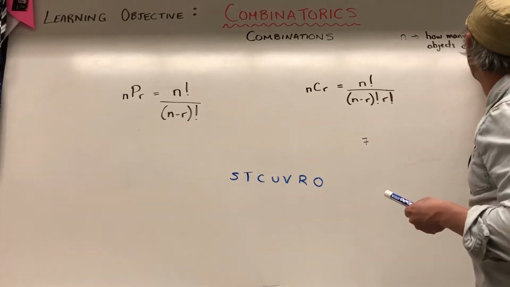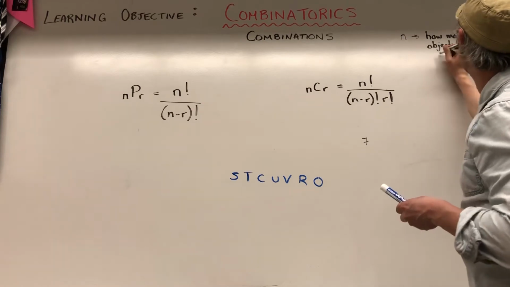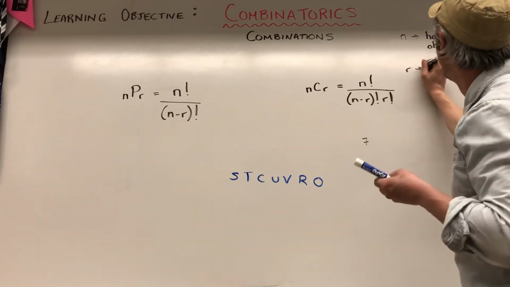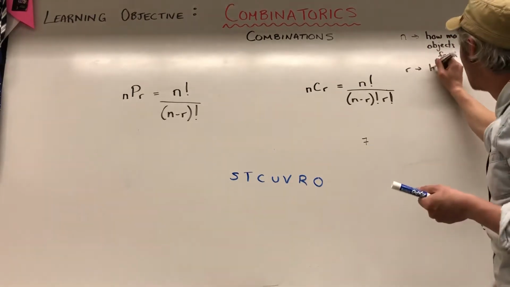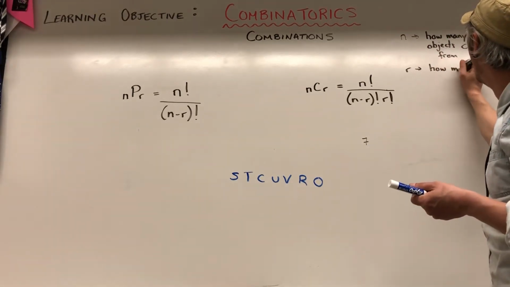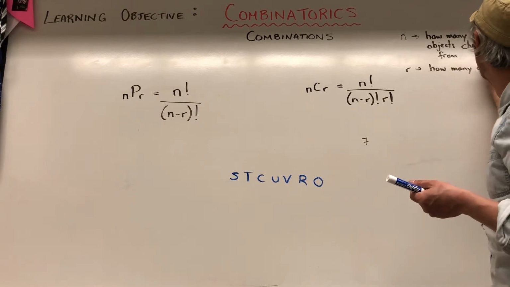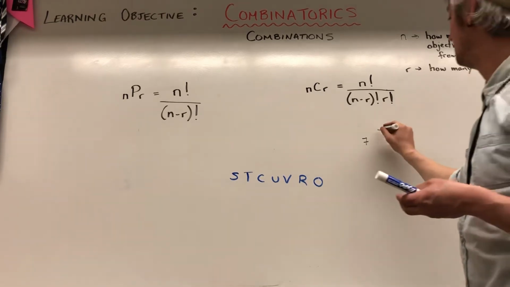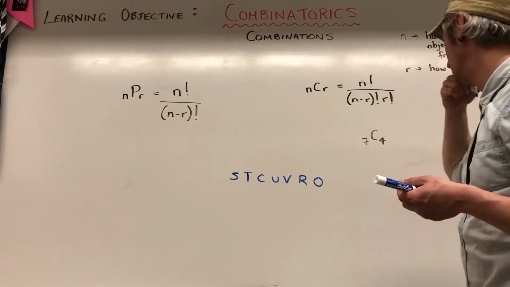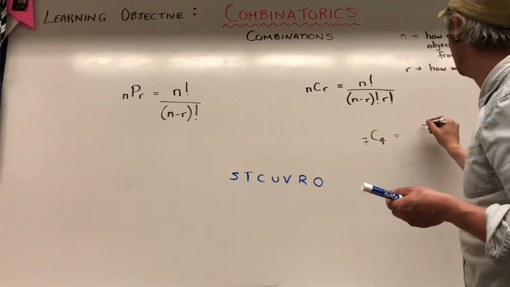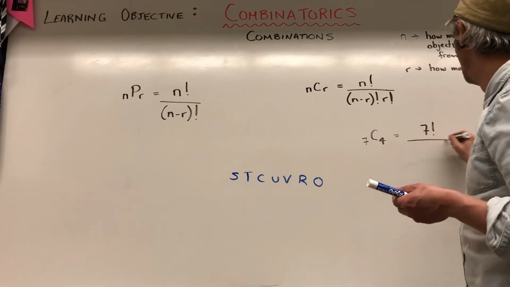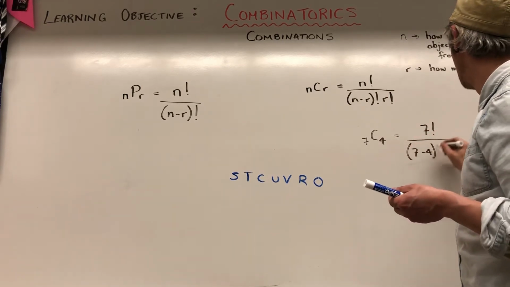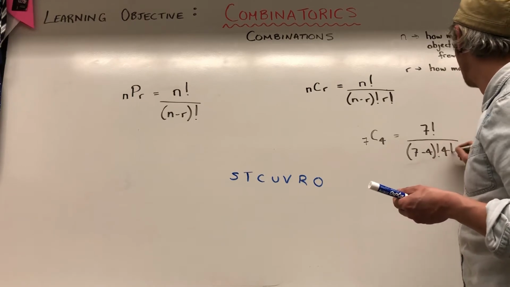Choosing from. Whole hair. And r is how many am I actually choosing, or selecting, or ordering. Okay, so in this case, I've got 7 and I'm choosing 4 from them. I'm choosing groups of 4. So I go through the math, I get 7 factorial over 7 minus 4 factorial times 4 factorial.